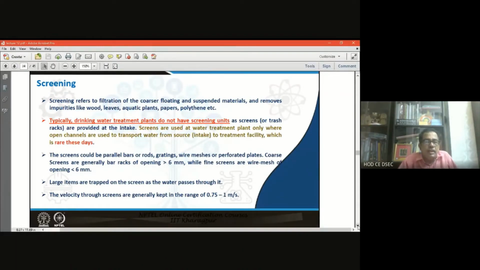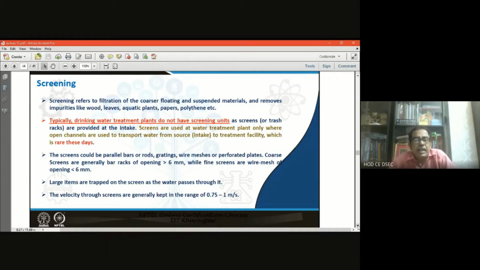Now the screens, as I told you earlier, are basically parallel bars or rods, gratings, wire meshes, perforated plates. Coarse screens are generally bar racks of opening greater than 6 mm, and fine screens are generally wire mesh of opening size less than 6 millimeters. So screens are of two types: one is the coarse screen, another is the fine screen. Coarse screens have an opening greater than 6 millimeter and fine screens have an opening less than 6 millimeter. Materials may be bar, rod, wire mesh, whatever it is.